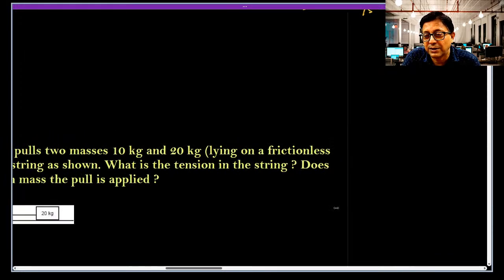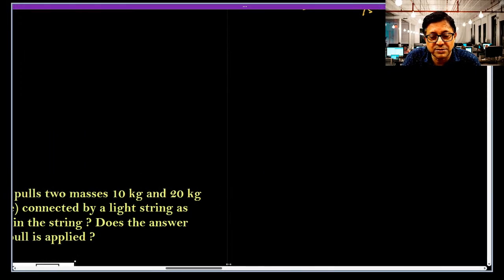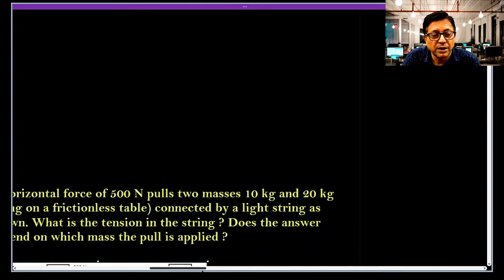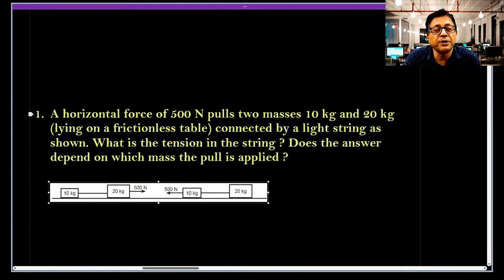Screen size is increased actually. Read the question. A horizontal force of 500 Newton pulls two masses, 10 kg and 20 kg, connected by a light string. What is the tension in the string? Does the answer depend on which mass is pulled?